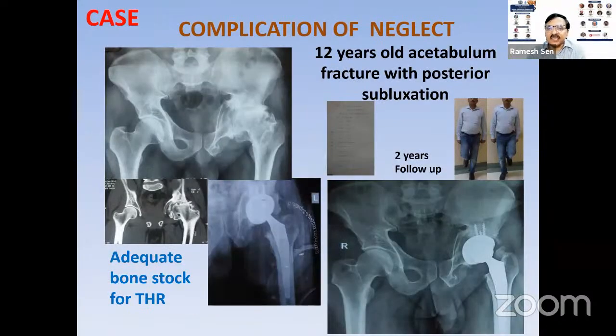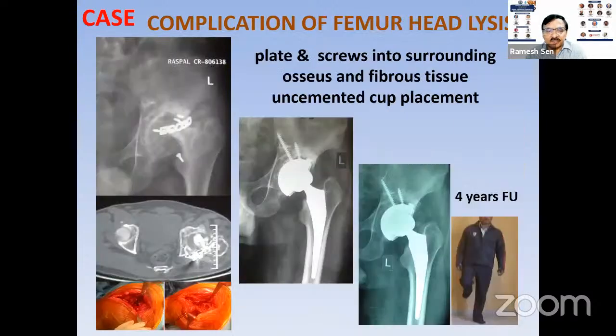Another case, again a 12-year-old fracture dislocation. Yes, there is a column displacement, there is a wall displacement. Again, you don't have to reconstruct, except for a good amount of reaming you have to do for the placement of the cup over there. If it has been done appropriately, you can say the outcome stays good. The assessment scores are quite okay for this situation.